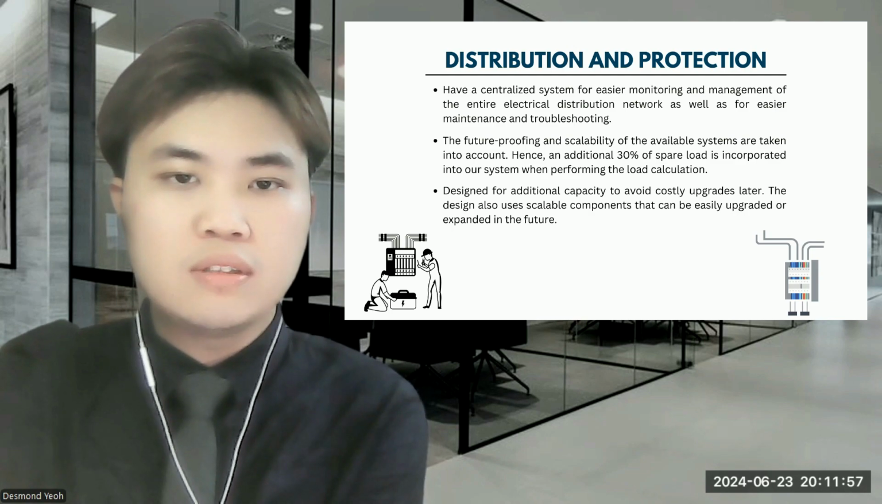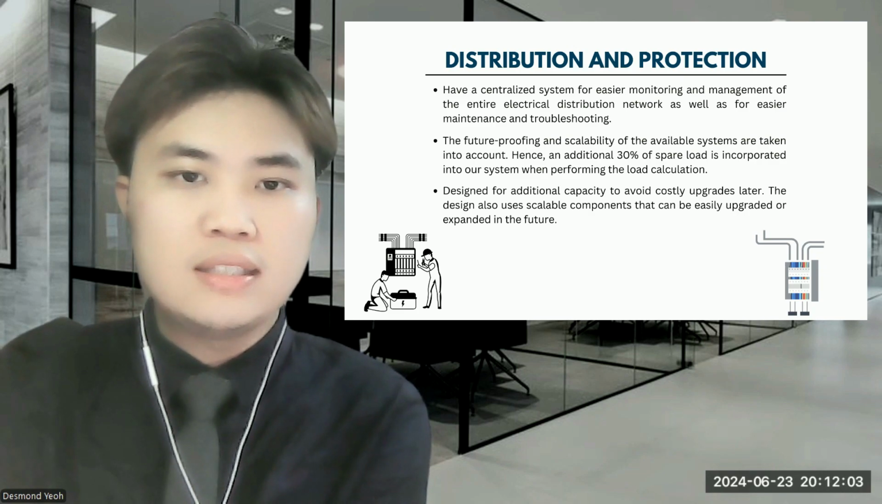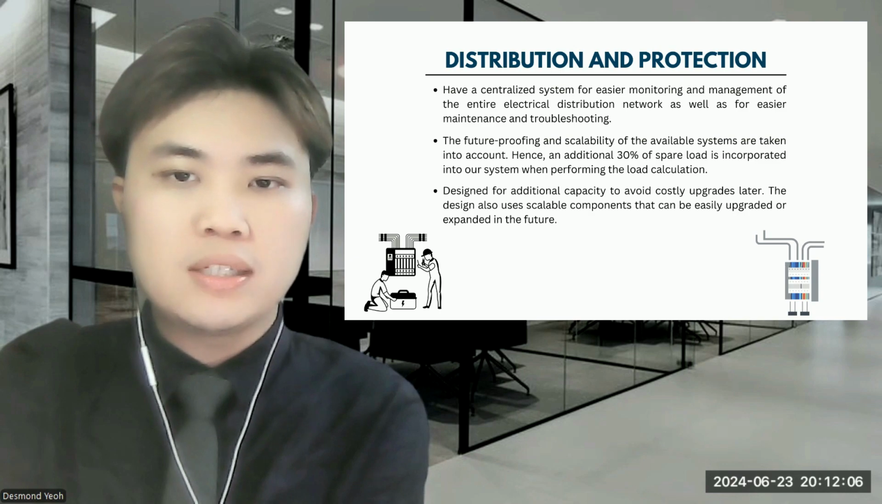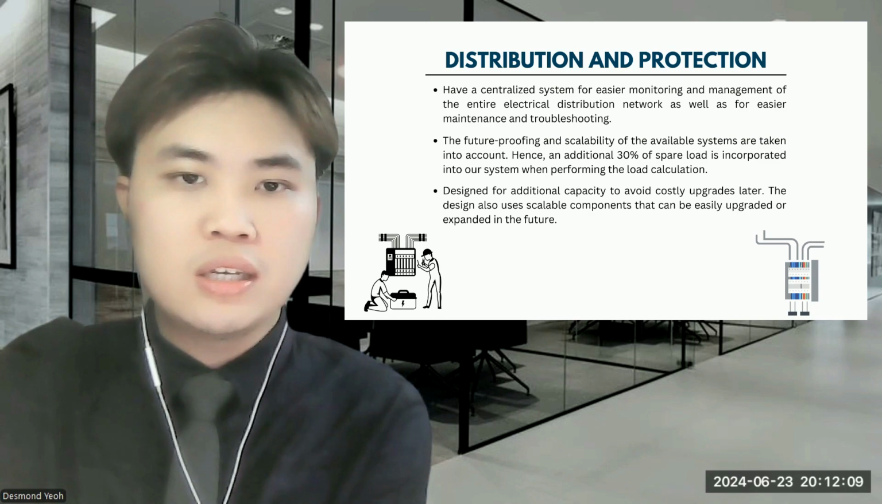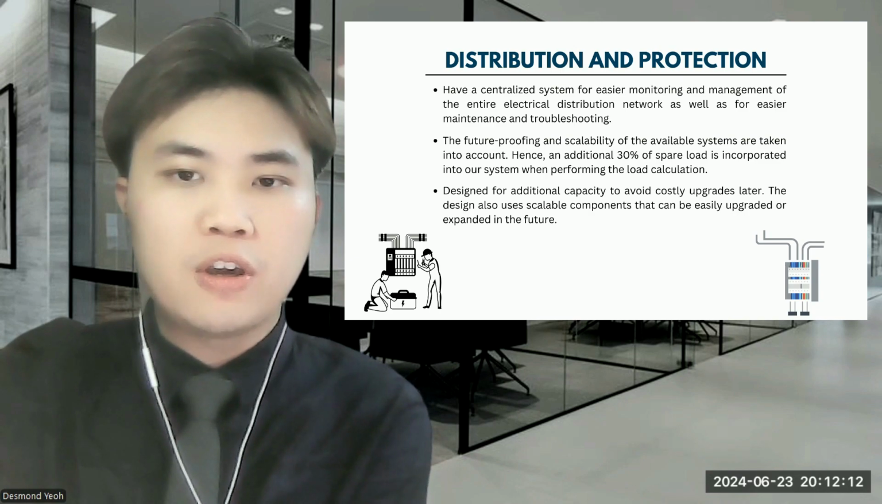Next, we take into account the future-proofing and scalability of our distribution system for future additional loads. Hence, an additional 30% of spare load is incorporated into our system when performing the load calculation. This design for additional capacity will help avoid costly upgrades later.